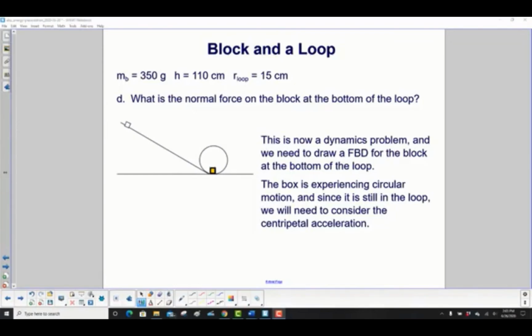What is the normal force on the block at the bottom of the loop? Once you hear force, we're into dynamics. Once you're into dynamics, you're into a free body diagram. The box has experienced circular motion. It's going around the loop. And since it is still in the loop, we will need to consider what? Centripetal acceleration, not linear.